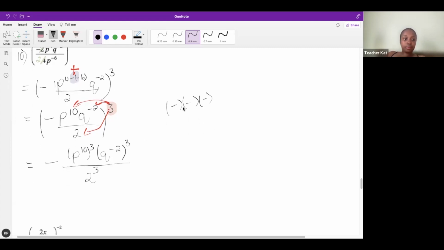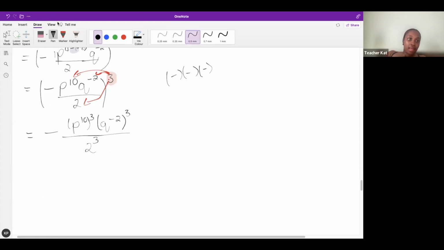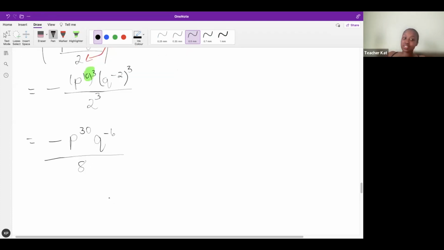Okay. Let's make more space over here. And this will give me negative p to the power of what? These guys we are multiplying. So it'll be p to the power of 30 and q to the power of, nice, -6 all over, what's 2 cubed? 8.